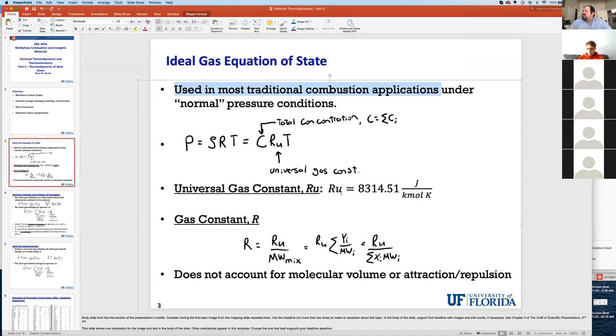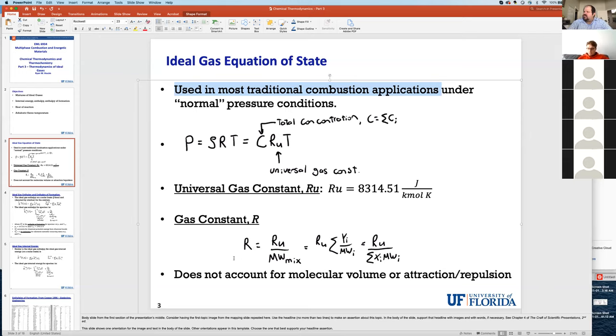Here R_u is the universal gas constant, a number that you've used quite a bit. The gas constant R is based on the mixture: if you have a mixture of, say, H2, O2, H2O and CO2, you need to determine a mean gas constant for that entire mixture.